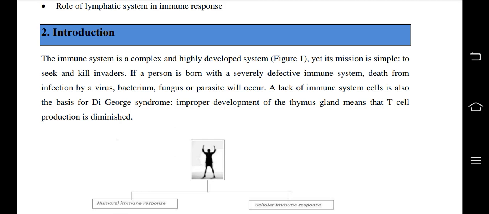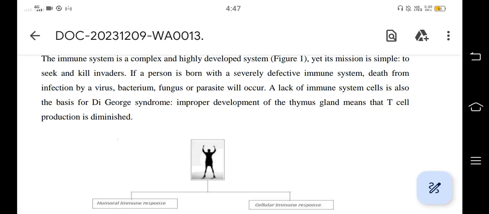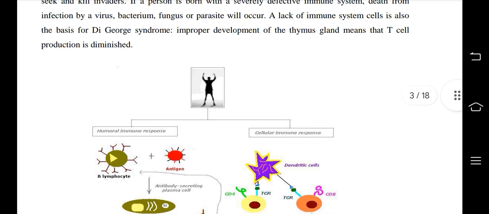If a person is born with a severe defective immune system, death from infection by virus, bacterium, fungus, or parasite will occur. A lack of immune system cells is also the basis for DiGeorge syndrome. Improper development of the thymus gland means that T cell production is diminished.